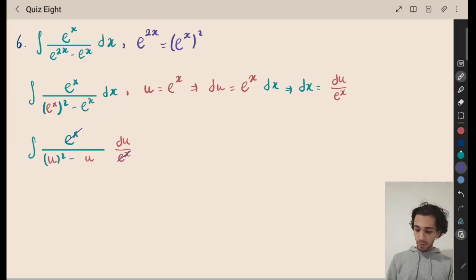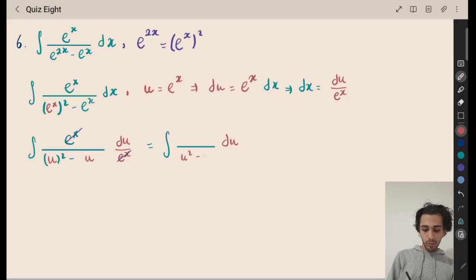Everything's nice. Because we have the integral with respect to du. We have u squared minus u. Here we have a 1. So it's good. It's going good.